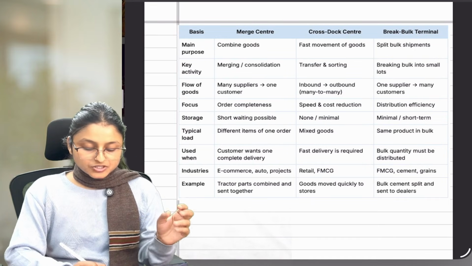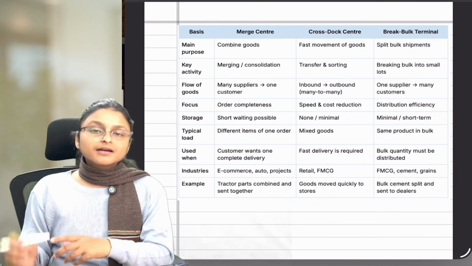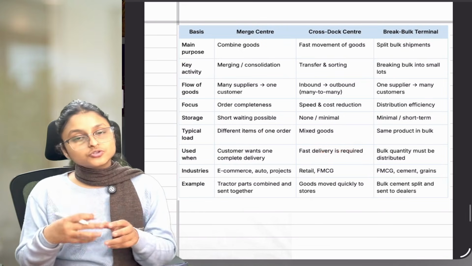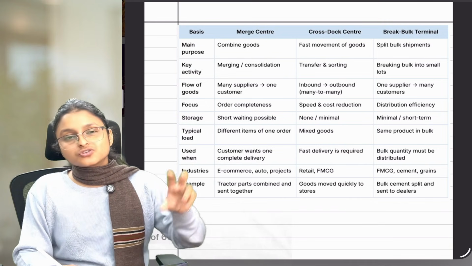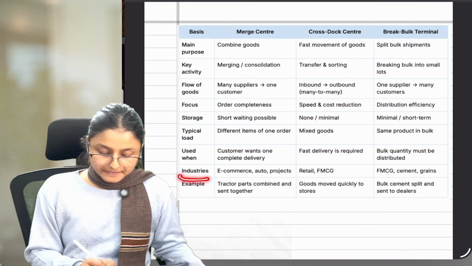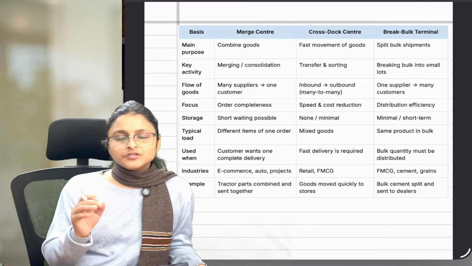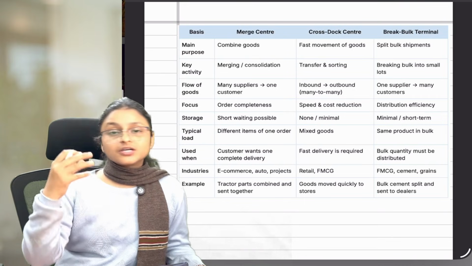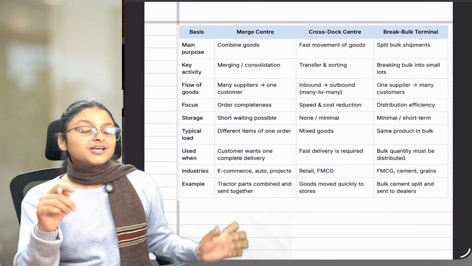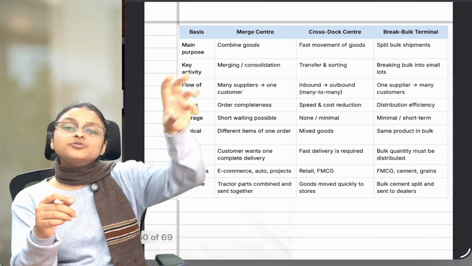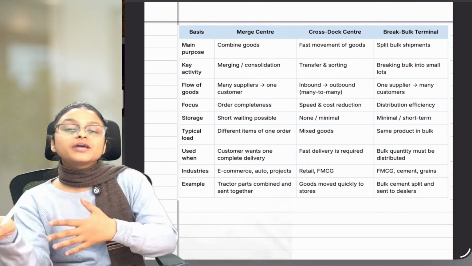Used when customer wants one complete delivery or we want to deliver to the customer through one truck itself. Cross dock is used for faster delivery of inventory and break bulk is used when you want to distribute bulk quantity to different dealers. Industries, here we use in e-commerce mostly it happens. Like, have you bought 2 or 3 different products from Amazon all together? All of them are coming from different suppliers. But what happens is all of them comes to Amazon centers and they will just combine all of them and send it all together to you.